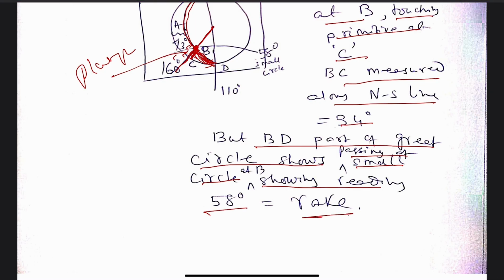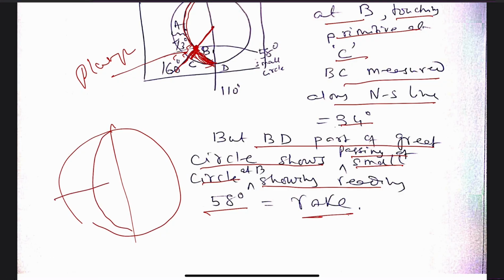which is rake. This will give you the plunge or dip. And along this line, if you move on the plane, we will get the rake. Rake of a line is the angle that this line makes with the strike, and it is measured on the plane itself.